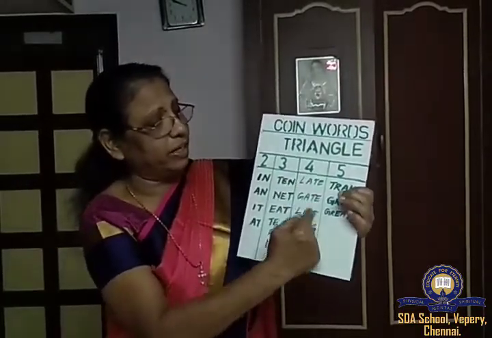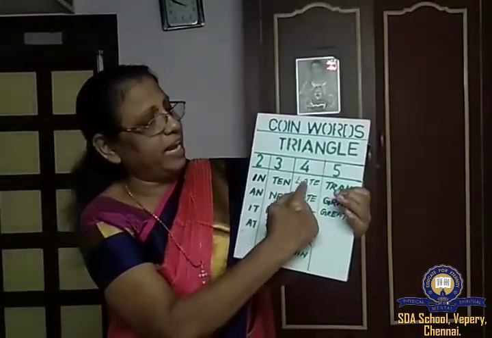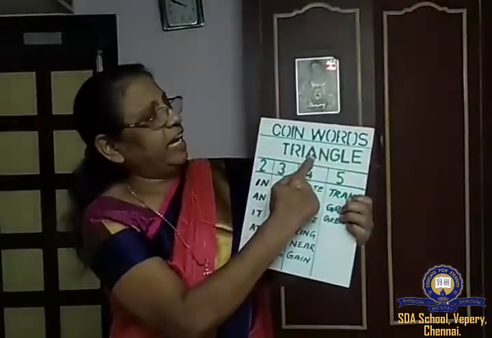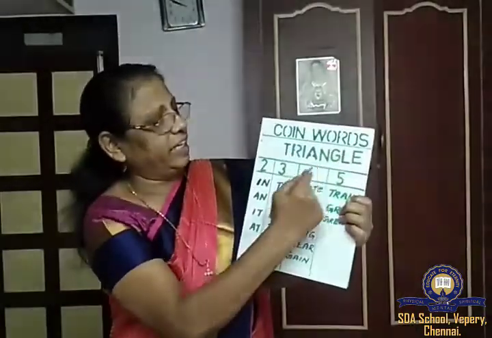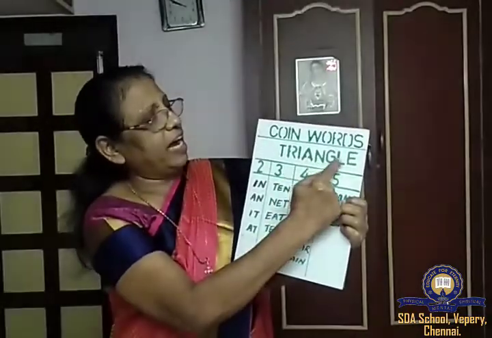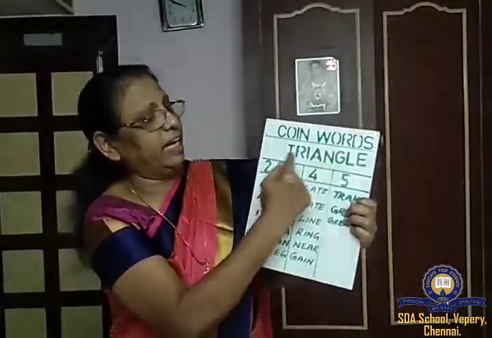I tell you, children, these are the 4-letter words. L-A-T-E, late. G-A-T-E, gate. L-I-N-E, line. Like that I have made so many. I'll tell you, friends, 2-letter words and 3-letter words, 18 words I have made. And in 4-letter words in the triangle, I have also made 18.